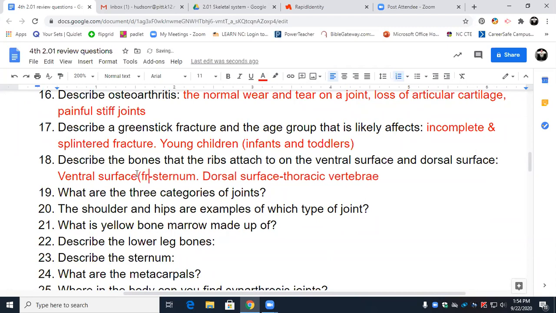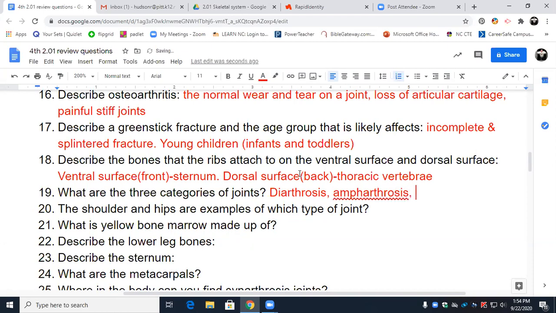So I'm going to put front so everybody kind of understands that. And dorsal is back. All right. The three categories of joints. We have a diarthrosis, and these ones are freely movable. And then we have amphiarthrosis. These ones are partially movable. And then synarthrosis, those ones don't move at all. And those are in the sutures of our skull.